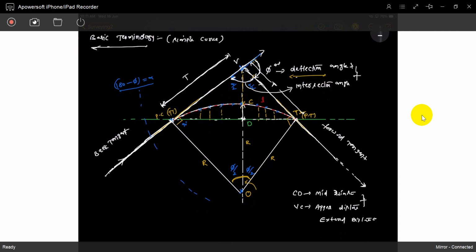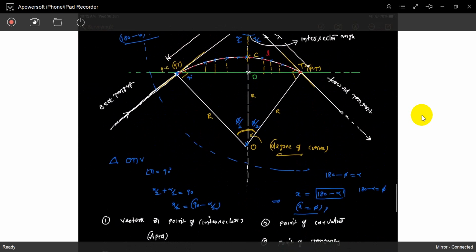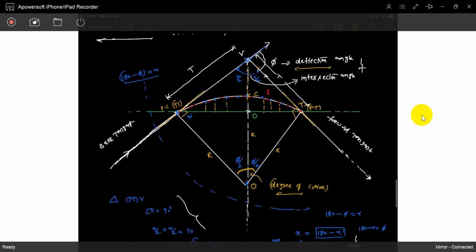We derived that this is phi, and this is also phi. Last class we derived that this is 180 minus phi, you know it. We derived that this is also the deflection angle, equal to the deflection angle. Otherwise, I will show. We discussed it, very simple, no need to discuss again.